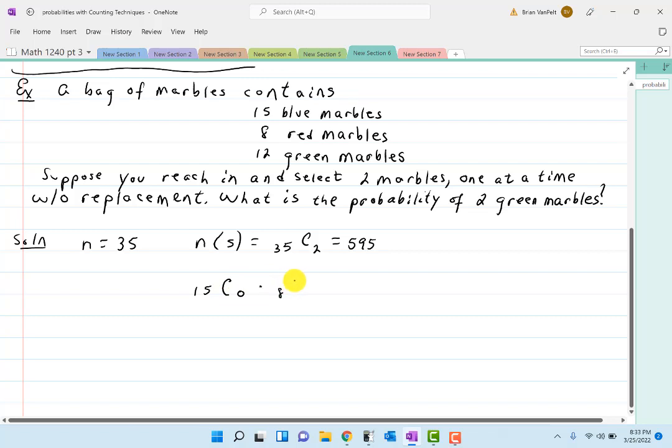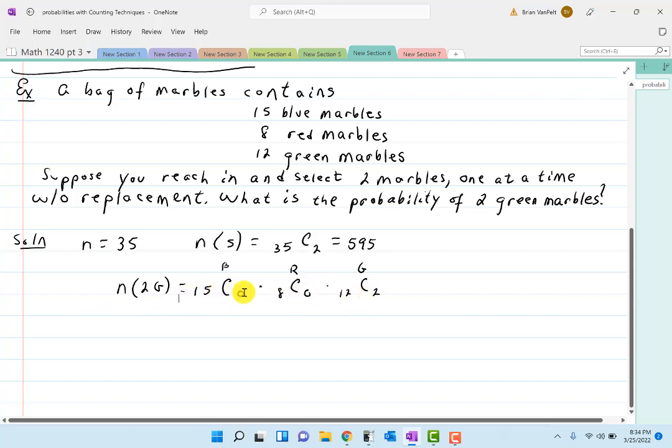Then we have 8 red marbles, but we want 0 of them. And then we want 12 green marbles, but we only want 2 of them. So if you look, let me make this specific here. There's the blue marbles, there's the red marbles, and there's the green marbles. That is the size of the 2 green event. So I like this method because you can keep track of all the other ones.